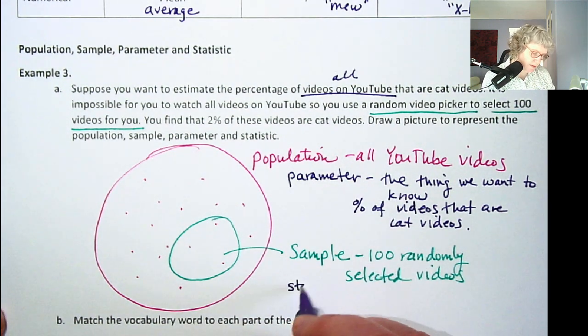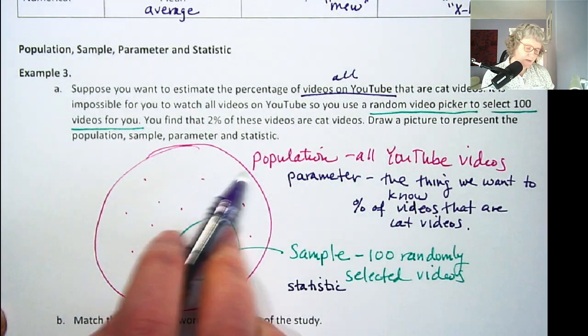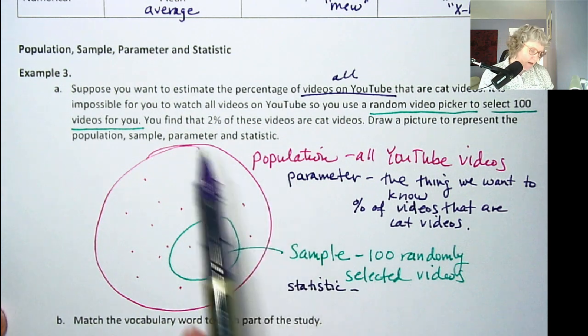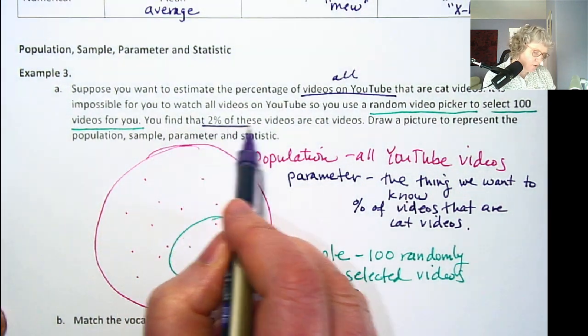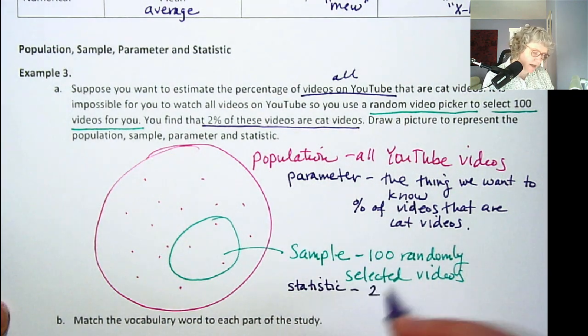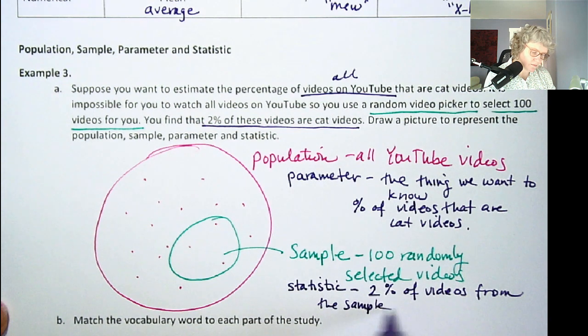So let me do statistic. It's nice that these both have S's and these both have P's because they go together. So the statistic, remember, is what we calculate from a sample. And so this says you find that 2% of these videos are cat videos. So that is our statistic. They've already calculated it for us. 2% of videos from the sample, or in the sample, are cat videos.